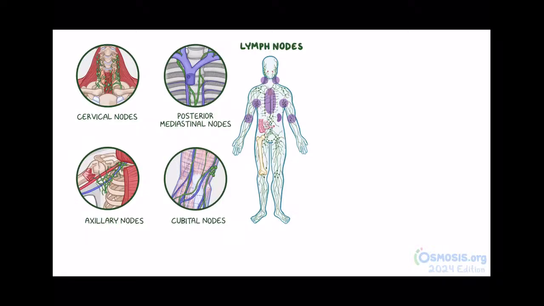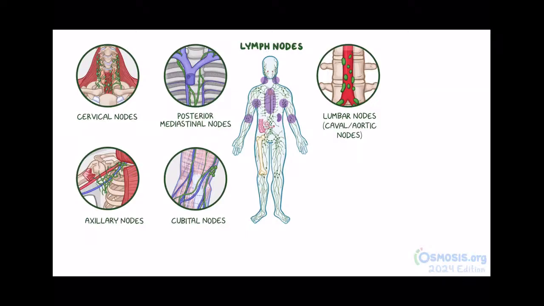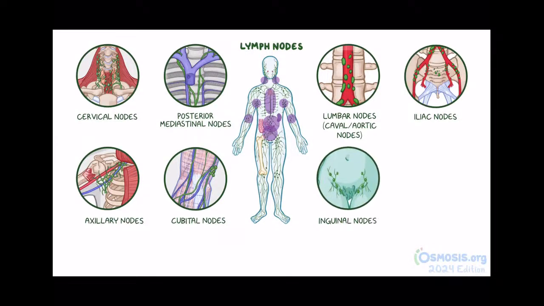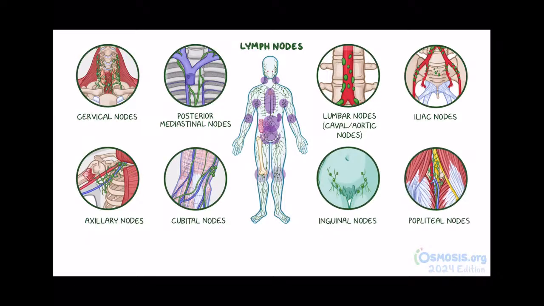The lower part of the body is also full of lymph node groups, which lie around the pelvis and lumbar areas. First are the lumbar lymph nodes, which are also called the caval or aortic nodes due to their proximity to the inferior vena cava and the abdominal aorta. Next are the iliac lymph nodes, which lie around the iliac blood vessels, and the superficial and deep inguinal lymph nodes, which lie around the groin. Finally, on the posterior aspect of the knees lie the superficial and deep popliteal lymph nodes.